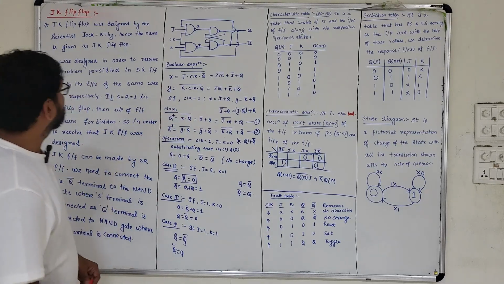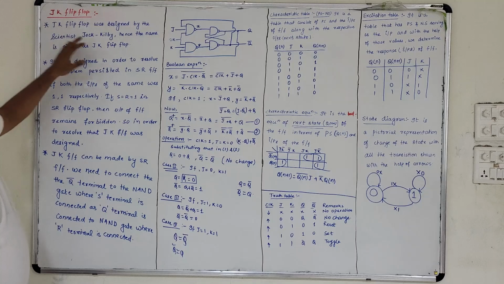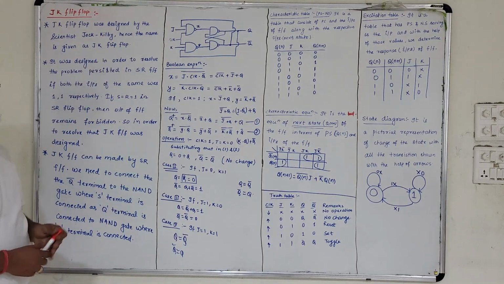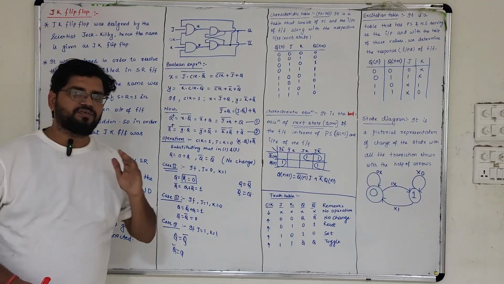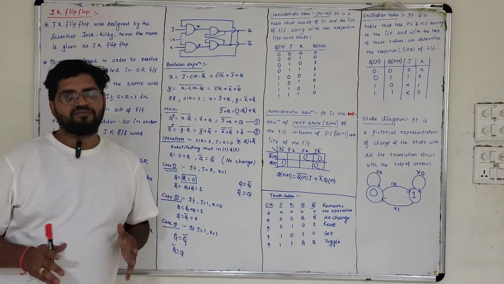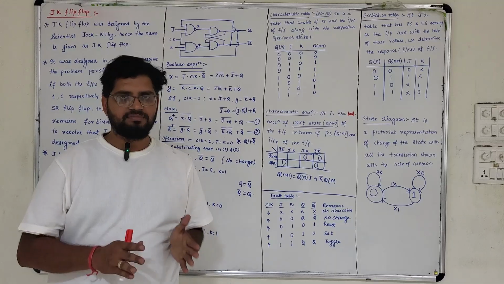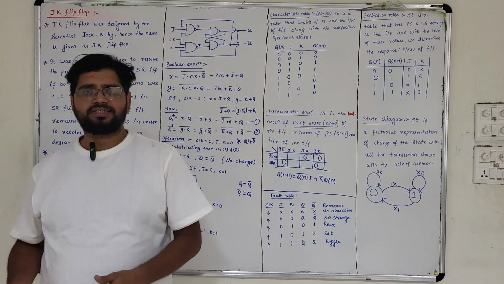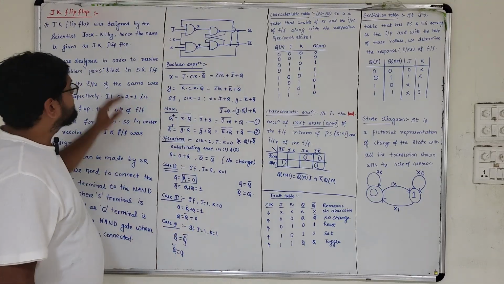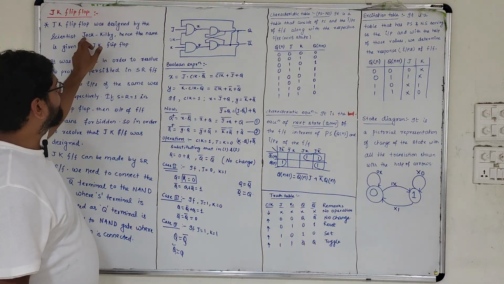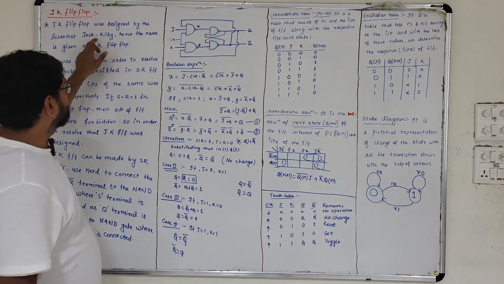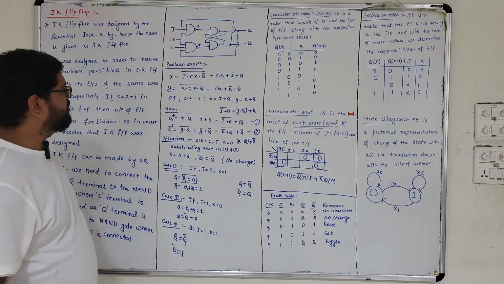So let us start. JK flip-flop was designed by scientist Jack Kilby. Hence the name JK flip-flop, because it does not have any relevance as it did in the case of SR flip-flop. In SR flip-flop, the name was relevant: S stands for set, R stands for reset. But because it was invented by Jack Kilby, the J and K of his name are utilized as the inputs to this flip-flop.